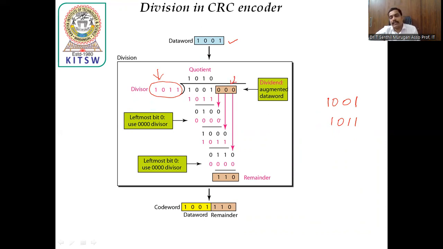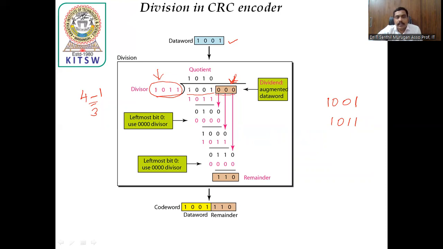How many bits do we have to add extra? That gives the augmented data word, the dividend. How can we find it? The number of bits in the divisor minus 1. Here the number of bits is 4, then 4 minus 1, so 3 is the answer. So 3 extra bits we have to add while doing the division operation. This is the data word, this is the divisor, and we are adding 3 extra bits, which are 0. So this is the dividend value. How can we do it? Dividend, so what is the first value?